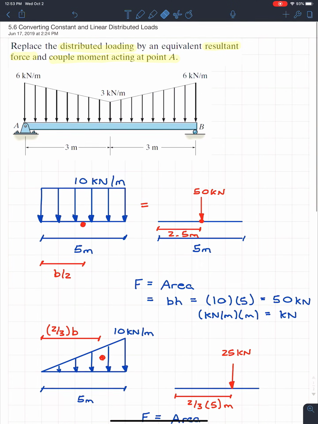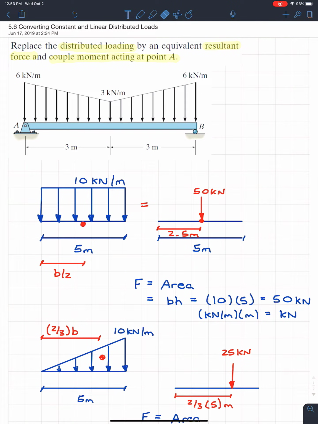So remember, this example wants us to take the distributed load. As I said, it's not one of these two cases, but it's a composite of those two cases. It can be split into those two cases. And we're going to take that distributed load and convert it into a single point acting at a specific distance. So we're going to take into account moments too.